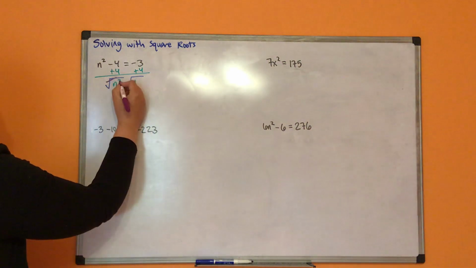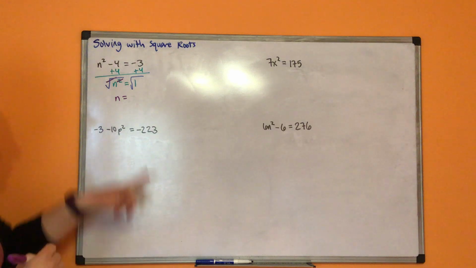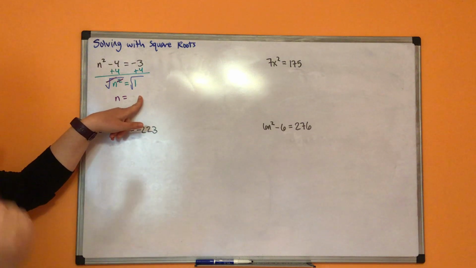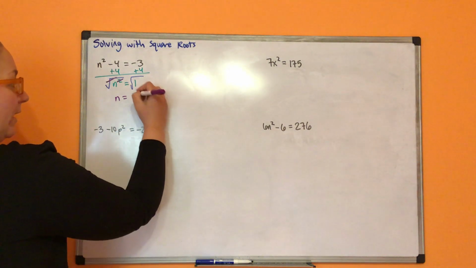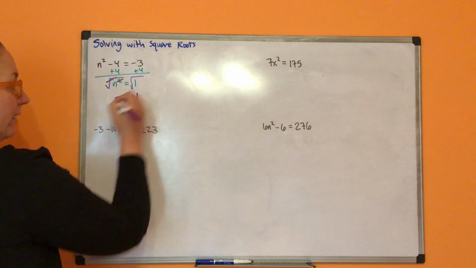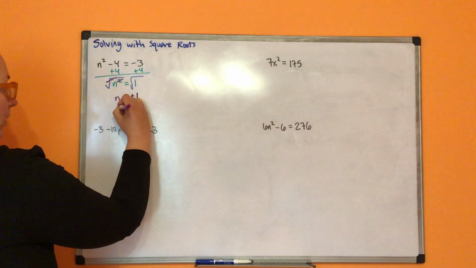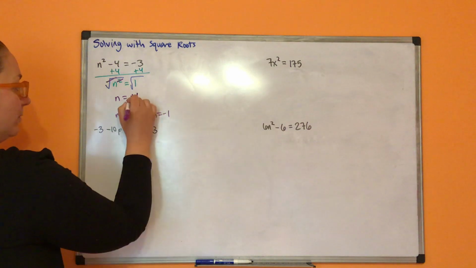The square root and the squared cancel each other out, so I get just n, which is exactly what I want. And the square root of 1 is 1. Technically, the square root of 1 is two different numbers. I can have positive 1 or I can have negative 1. So the shortcut way I write that is plus or minus 1, or you can write that as n equals positive 1 and n equals negative 1.